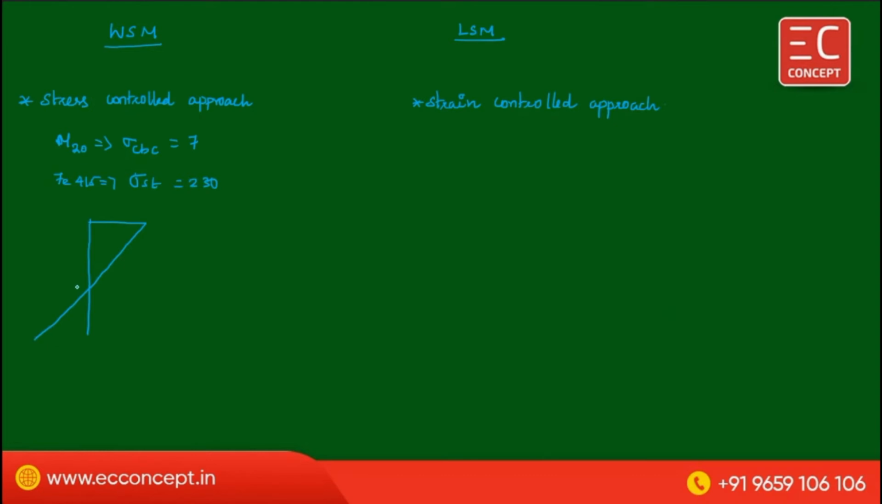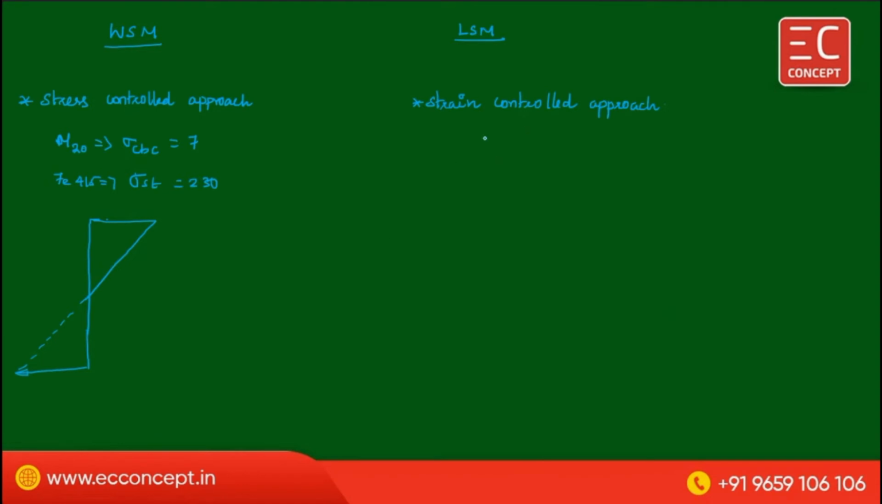You will get something like that: a linear curve. Okay, the linear curve that we got in the working stress method. You can check it. This is the steel stress diagram, this is the stress-strain diagram. Only linear, because we controlled only the stress. We curtailed the stress; we are not taking care of the strain.